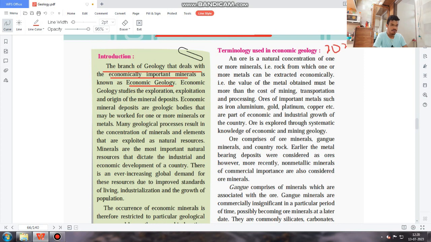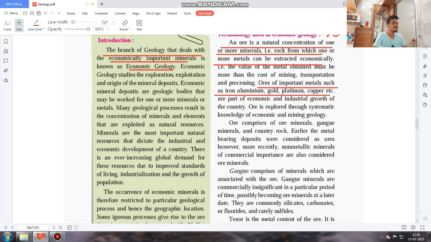What is an ore? For 2 marks it had come. You can't write only this first line: natural concentration of one or more minerals, that is rock from which one or more minerals can be extracted economically. You can't write only this for 2 marks. Write something more. Ores are important metals, such as aluminium and iron, for example. Ore comprises of ore minerals, gangue minerals and country rock. You can also say this. So these 3 underlinings can be said for 2 marks.